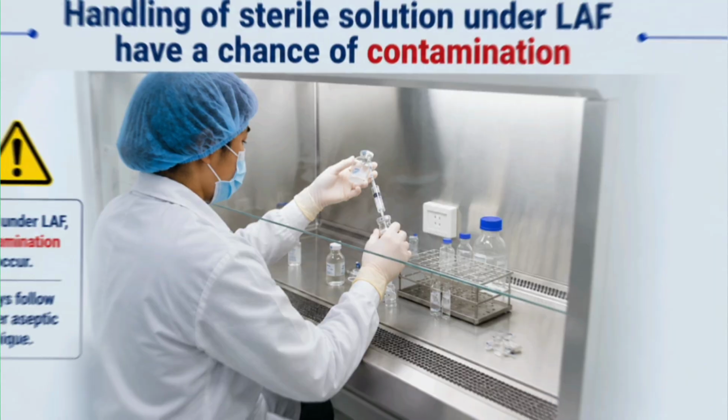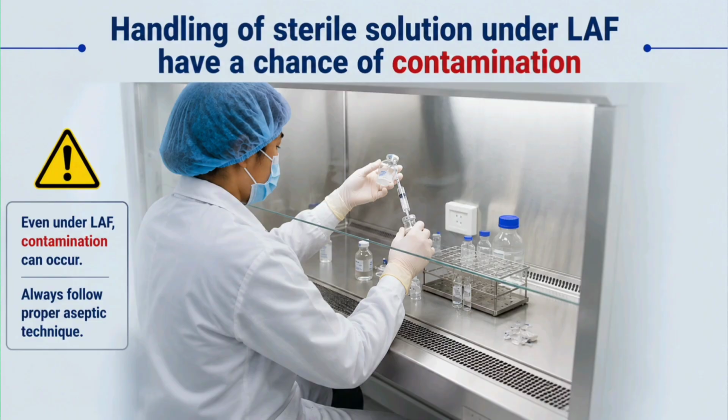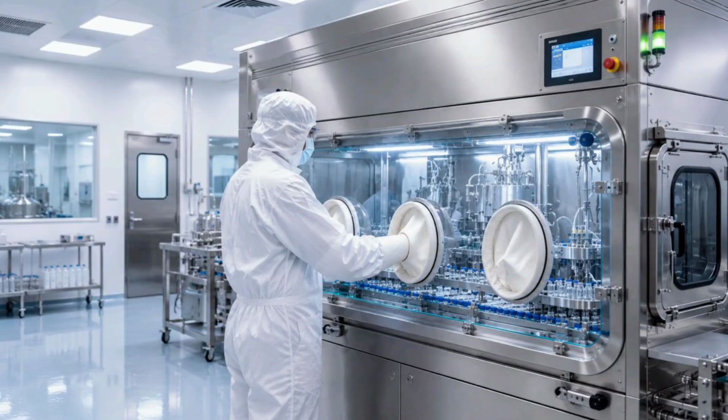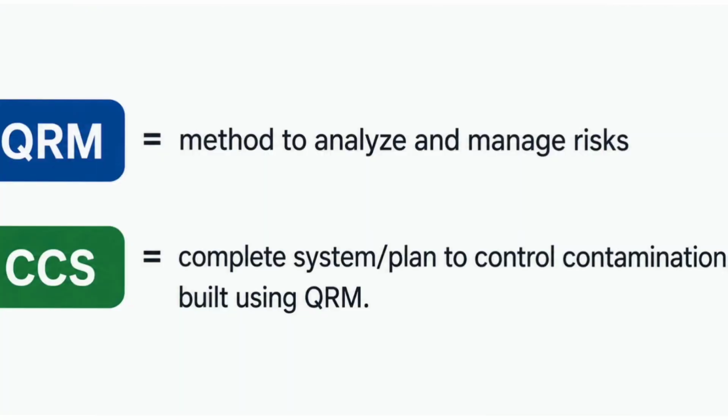I will give one example. A validation team identifies that the handling of sterile solution under lab is maybe a chance of high risk of contamination. Now we should identify the solution further. So contamination control strategy is used to identify the solution for quality risk management. If you use isolators for the filling approach, it may reduce the microbial contamination. Simply, we can say quality risk management is a method to analyze and manage the risk. Contamination control strategy is the complete system used to control the contamination as per quality risk management.